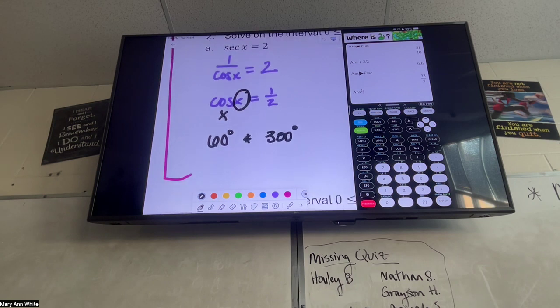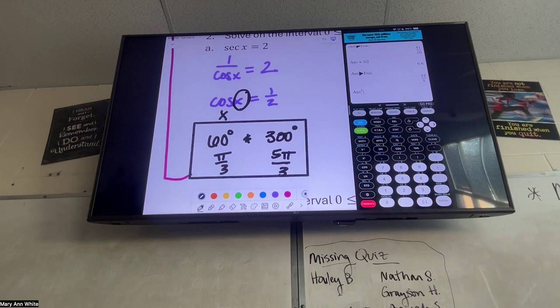And then just so we're kind of getting all of our brains connected, what's my radian for 60 and what's my radian for 300? Pi over 3 and 5 pi over 3. Good. The 11 goes with the 6, 5 goes with the 3. All right, I skipped one. We got one more we're going to go back to.